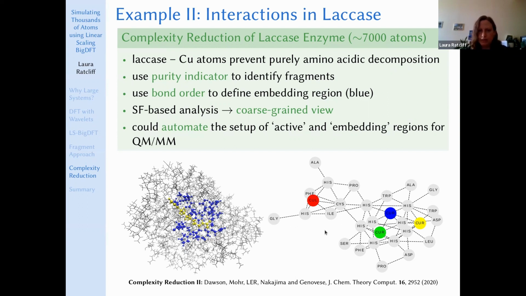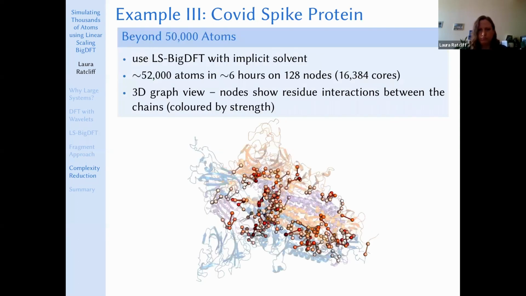I've also not shown it here, but Laccase is an enzyme which is used to detoxify the aflatoxin. And so we were also able to look at how these interactions between the aflatoxin molecule and the Laccase enzyme affect how well it's able to detoxify a particular flavor of aflatoxin. And you could also use this kind of approach in future to automate the setup of active and embedding regions for QM/MM without having to really know anything about the system, because you can just set a threshold value for both the purity indicator and the fragment bond order.